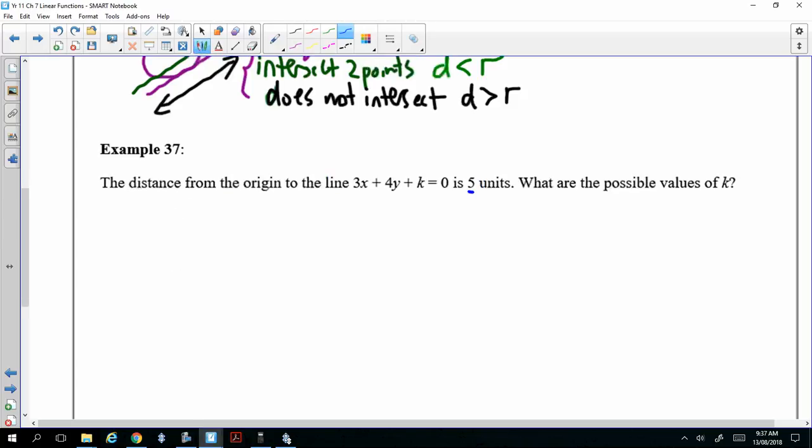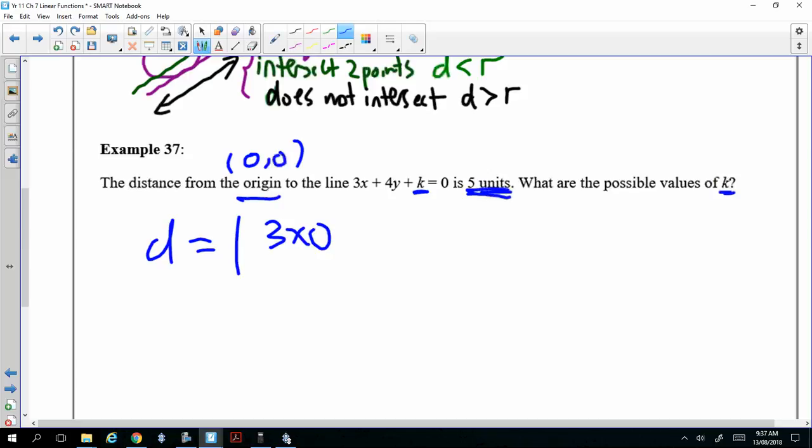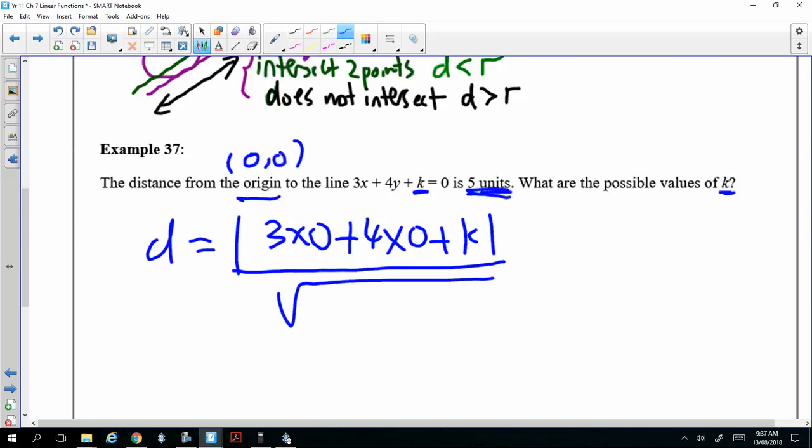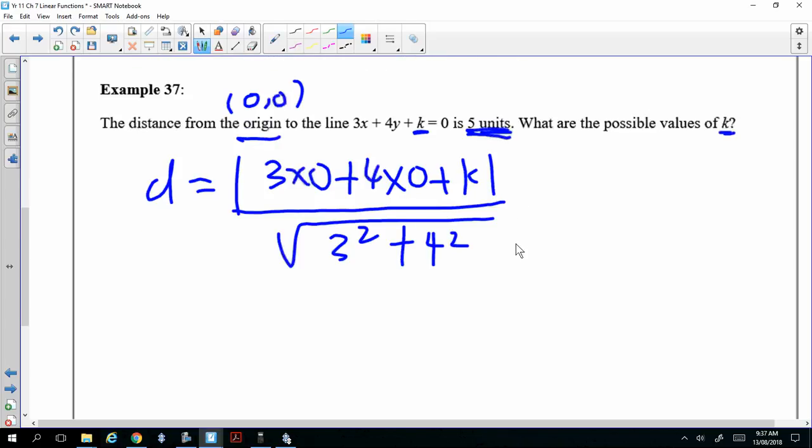Now, let's use the formula. So origin is 0, 0. Let's find the distance of the origin from the line, which is 3 times 0, 4 times 0 plus k, over square root of 3 squared plus 4 squared. So your expression will be in terms of k. Alright, so what do we have? You get absolute value of k over 5, right? And they say that distance is 5.